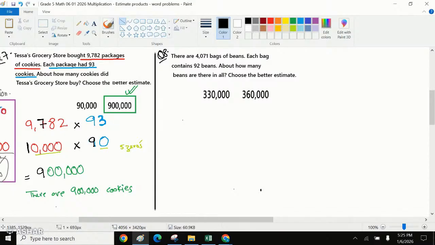So the next question says there are 4,071 bags of beans. Each bag contains 92 beans. That means if one bag has 92 beans and we had 4,071 bags, right? How many total beans will there be altogether? Valerie, let's do this question. You tell me the answer, then we'll verify. I'll just do it very slowly. You try it yourself also, okay? I'll be quiet over here. I'll just try to solve this. You also do this and give me the answer.